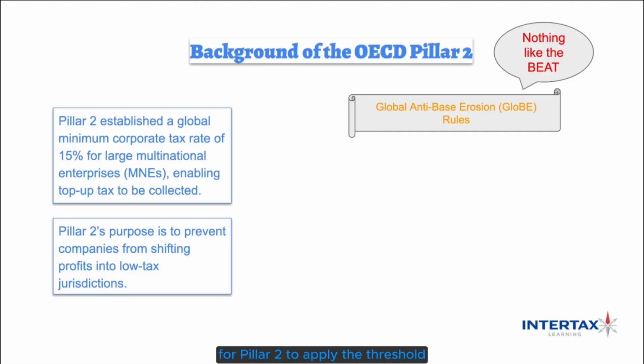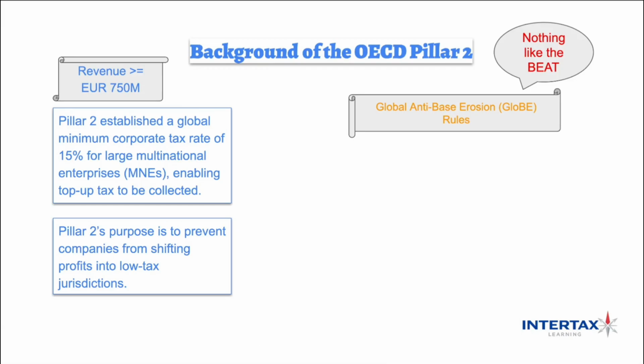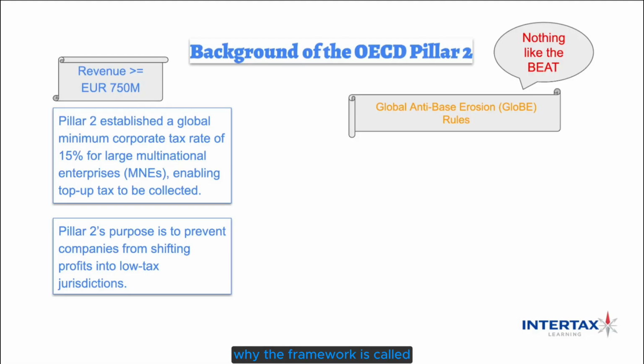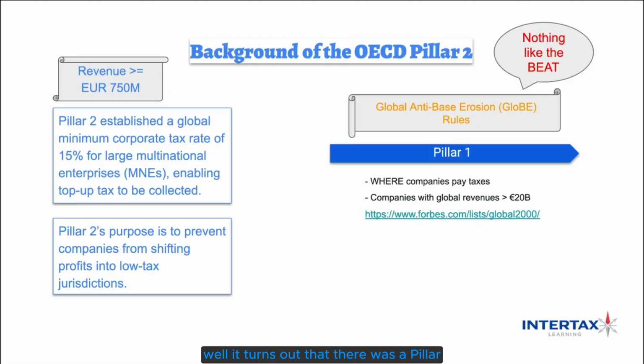For Pillar 2 to apply, the threshold to meet is greater than or equal to 750 million euros for the entire group. If the MNE doesn't have enough revenue, Pillar 2 doesn't apply. Now, have you ever wondered why the framework is called Pillar 2 and whether there was ever a Pillar 1? Well, it turns out that there was a Pillar 1 and it is still active.